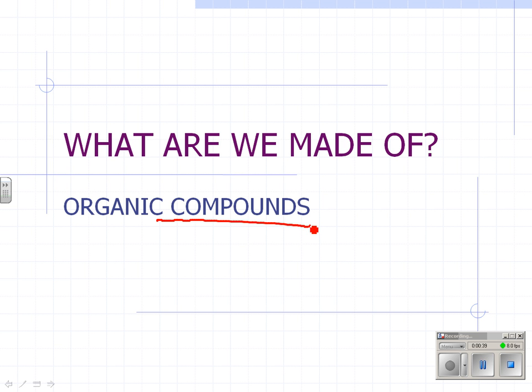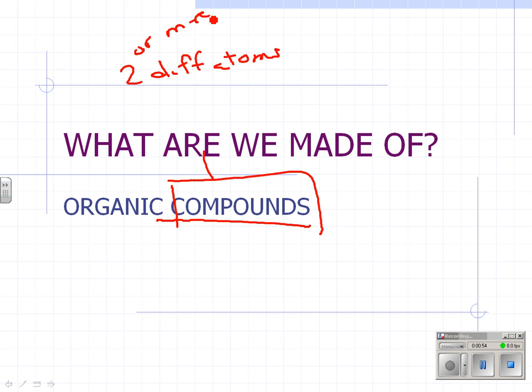If we take two different atoms and put them together, or combinations of two different atoms, or three different atoms, or more than that, two or more, we get a compound. Organic compounds are compounds of life.